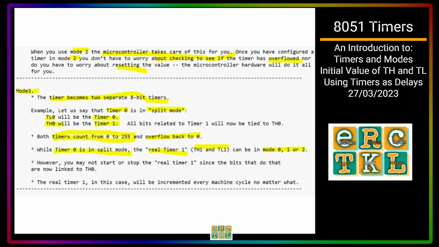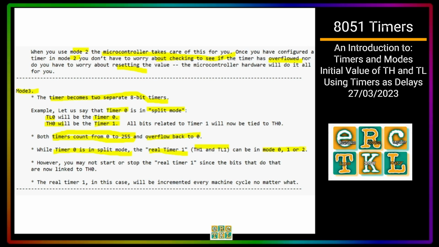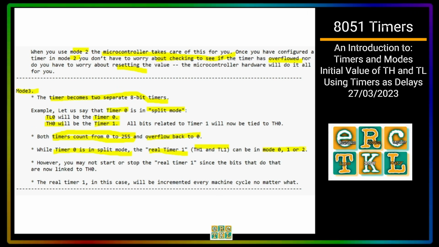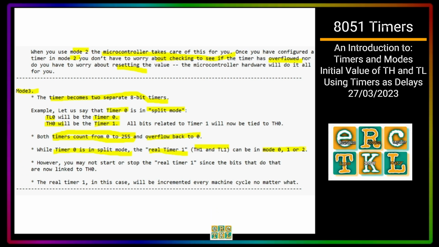Understand? So when I ask you, for example, to differentiate, what will you differentiate? Mode 0, mode 1, mode 2, and mode 3. Important. You can tell the short meaning: 13-bit, 16-bit, 8-bit, and split mode, correct? The first one, mode 0, 0 to 31, roll over to 0, add 1 to TH. The second one, mode 1, 0 to 255, roll over to 0, add 1 to TH. The third one, mode 2, from 0 to 255 also, but there will be a TH number, so we can say from TH to TL.